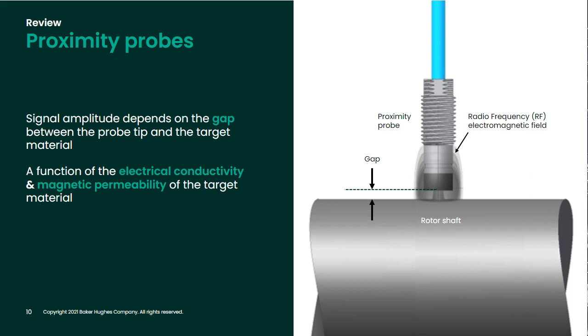The signal from an eddy current proximity probe is both a function of the gap between the probe tip and the target material, and it's also a function of the electrical conductivity and magnetic permeability of the target material. In other words, a proximity probe not only measures the shaft surface properties, but also responds to the shaft's material properties. If you think back to a moment ago, the combination of mechanical and electrical runout is called total indicated runout. That's right. The prox probe measures TIR.